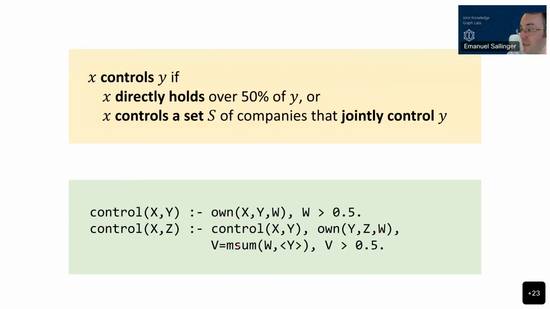No, we need to do the sum of all the W's and then see whether this sum is greater than 0.5. Here both the theoreticians and the practitioners among you see that we need to think a bit about this. For the theoreticians: we are doing aggregation here, aren't we in undecidable territory already? For the practitioners: we are doing aggregation within recursion. This is not going to be super easy.